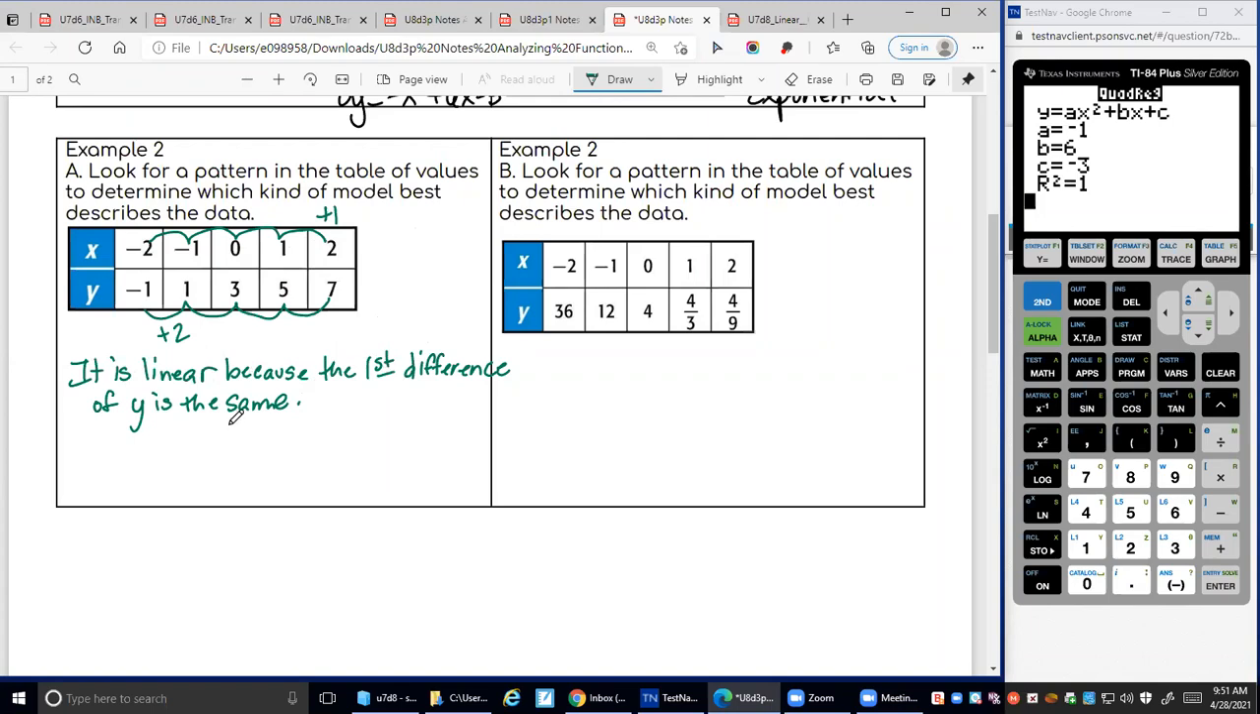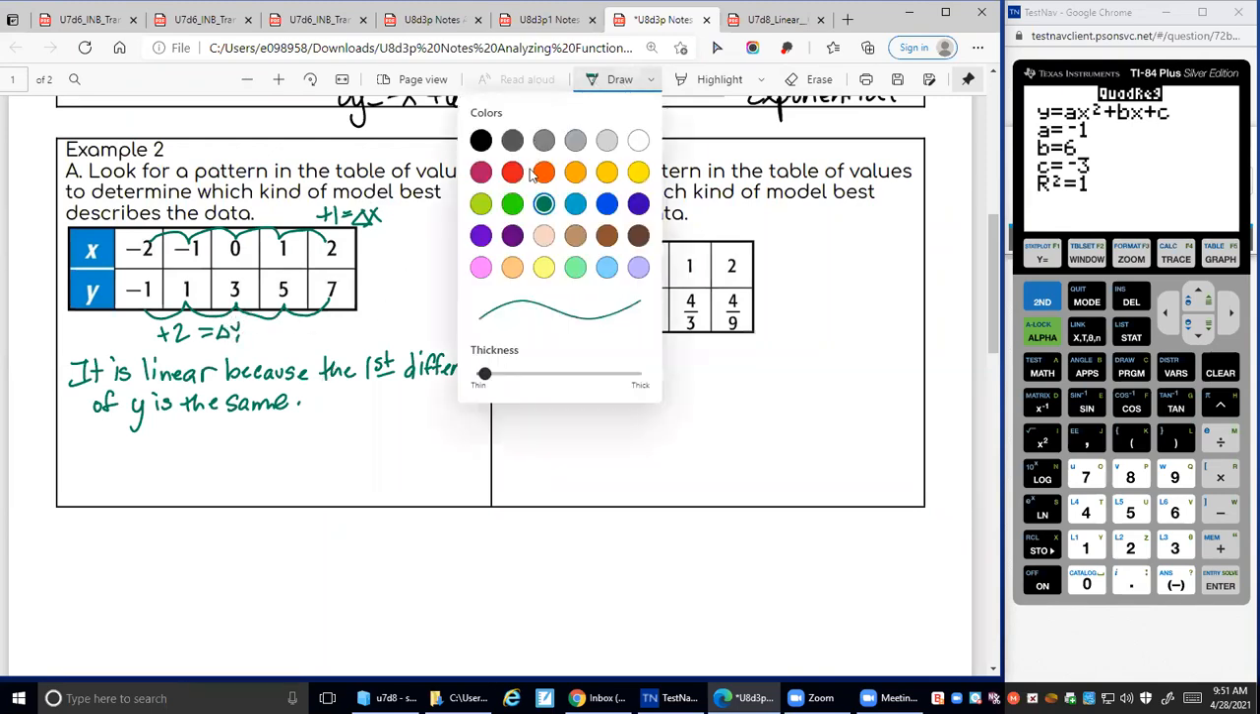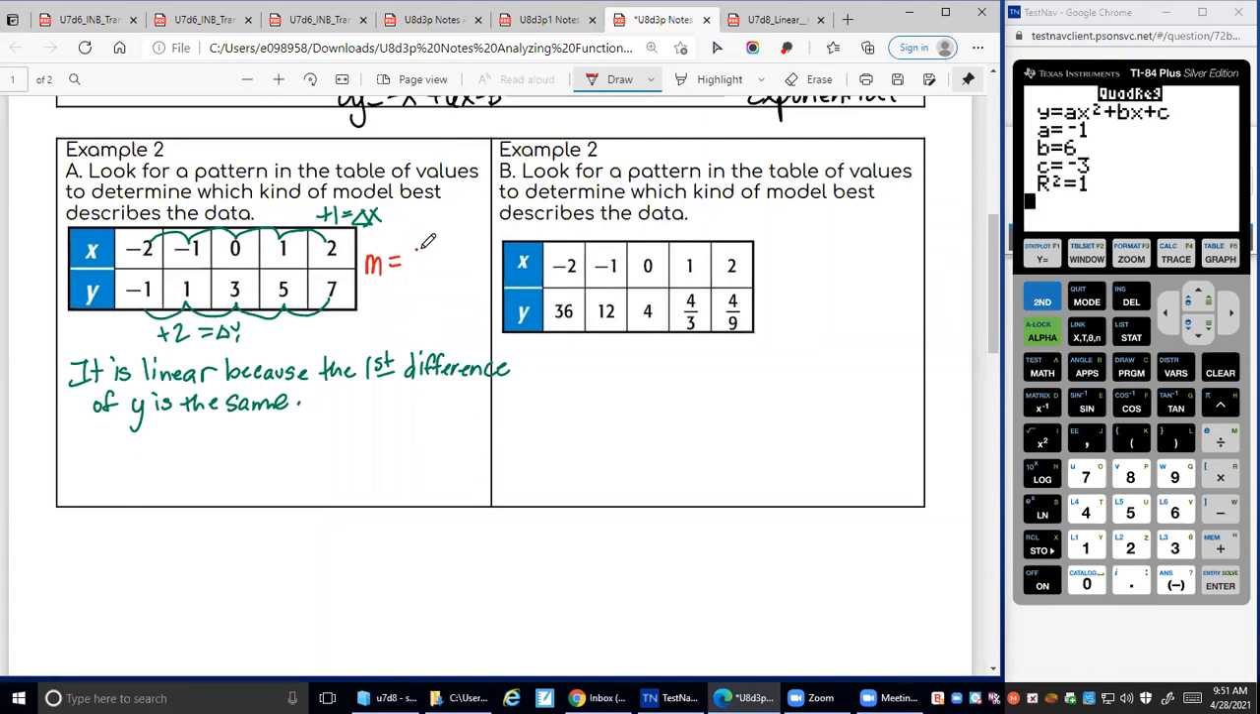So it is linear because the first difference of y is the same. Right here, this first difference, this is my change in x. You could definitely still use your normal slope formula, y2 minus y1 over x2 minus x1, but this right here is your change in y. To calculate our slope, m is equal to the change in y over the change in x. That is simply 2 over 1, which reduces down to 2.